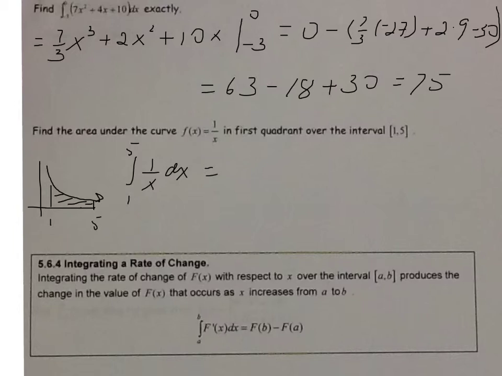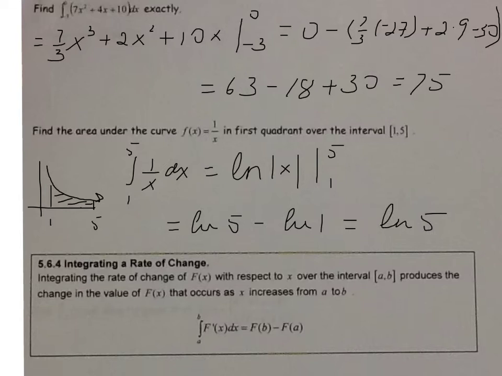We remember that the integral of 1 over x is ln of x on the interval from 1 to 5. So plugging in 5, it's ln of 5, minus plugging in 1, it's ln of 1. Remember, ln of 1 is 0. So ln of 5 is the exact area under this function on the interval from 1 to 5.